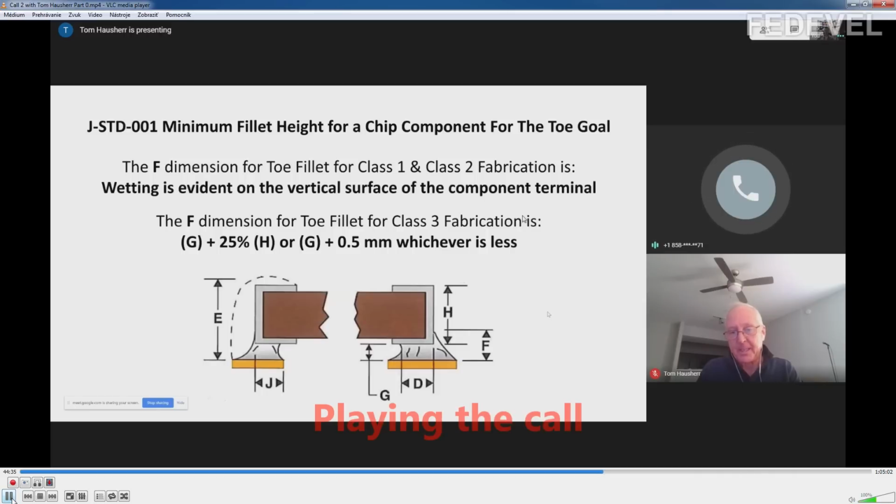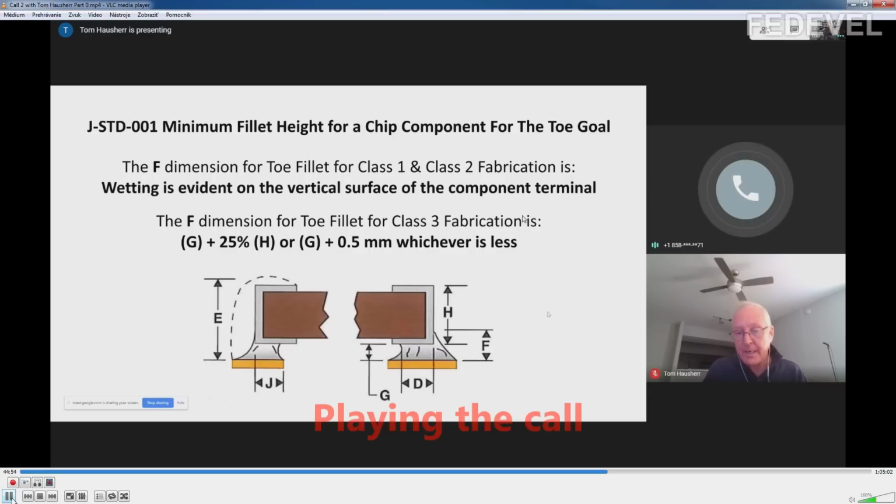But it's these chips that are of all kinds of varying heights, and all you got to do, I don't care how high the chip is, the J standard 001 says in class 3, all you got to have is a 0.5 millimeter maximum, or G plus 25%, whichever is less.